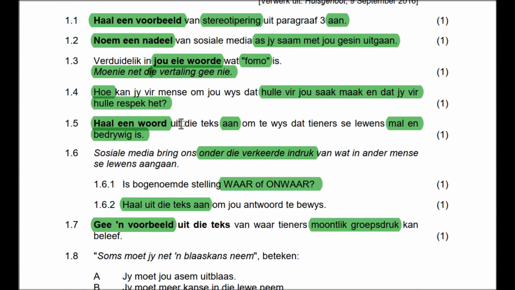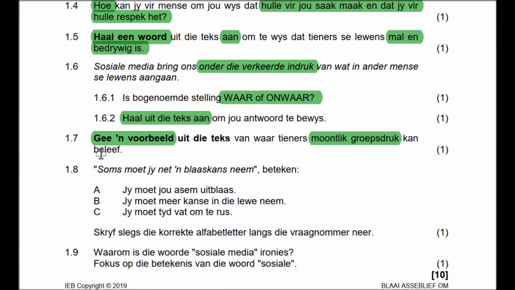So ek gaan dit as 'n voorbeeld gee van my groepsdruk. I'm going to give that as an example from the text. Groepsdruk kan plaasvind by 'n partytjie wat jy nie bywoon nie. Peer pressure can take place at a party which you don't attend or can't attend.